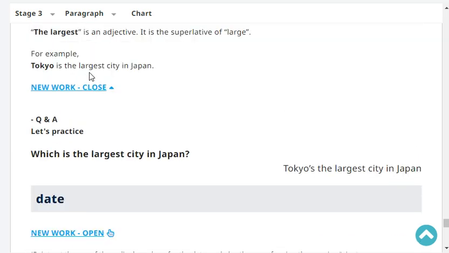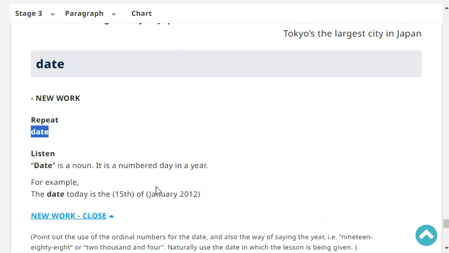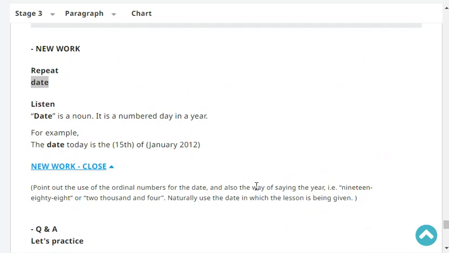Tokyo is the largest city in Japan. Very good. Next, repeat. Date. Okay, one more. Date. Very good. Okay, listen. Date is a noun.